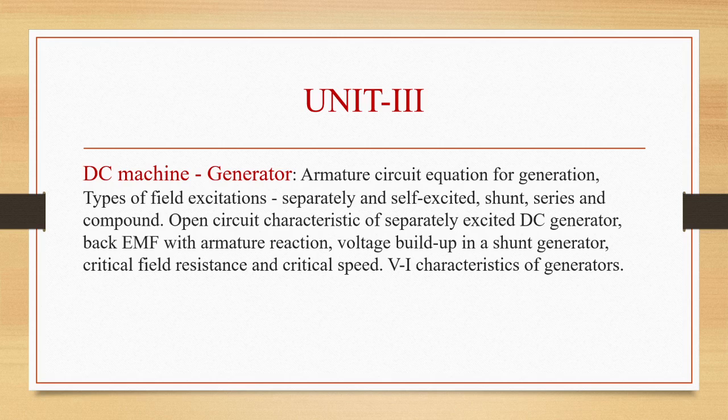So in the third unit we will see everything about DC generator, the fourth unit is all about DC motor, and the fifth unit is about transformers. Now in the third unit we are going to see armature circuit equation for generation, types of field excitation, separately and self-excited, shunt, series and compound, open circuit characteristics of separately excited DC generator, back EMF with armature reaction, voltage buildup in shunt generator, critical field resistance and critical speed, and VI characteristics of generators.